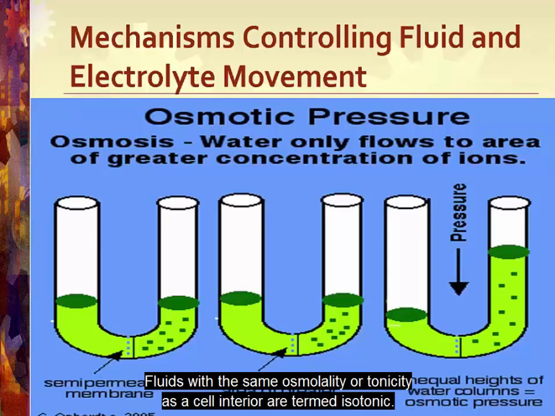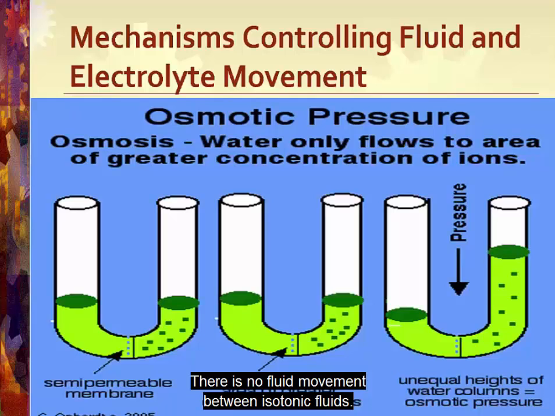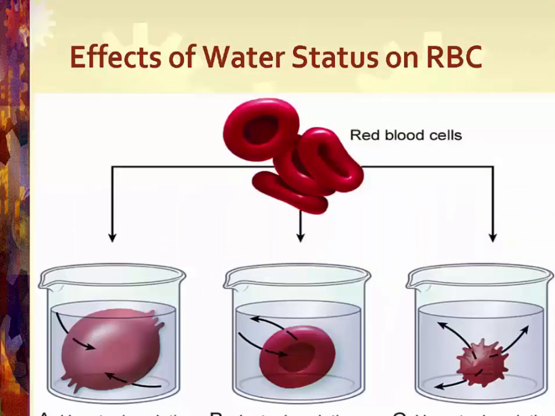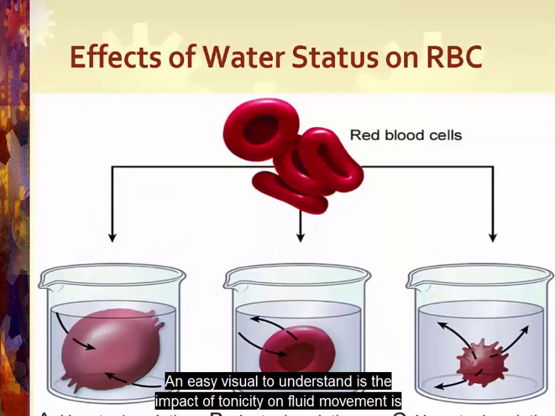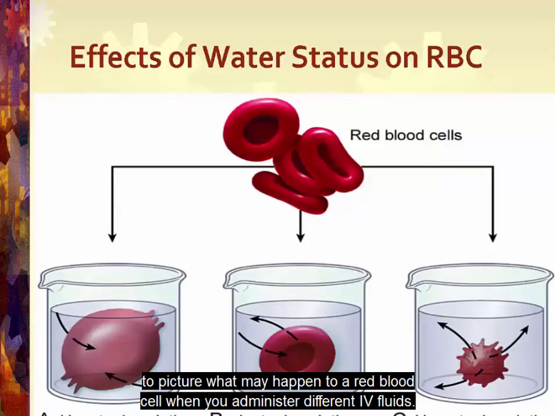Fluids with the same osmolality or tonicity as the cell interior are termed isotonic. There is no fluid movement between isotonic fluids. Effects of water on red blood cells. An easy visual to understand the impact of tonicity on fluid movement is to picture what may happen to a red blood cell when you administer different IV fluids.